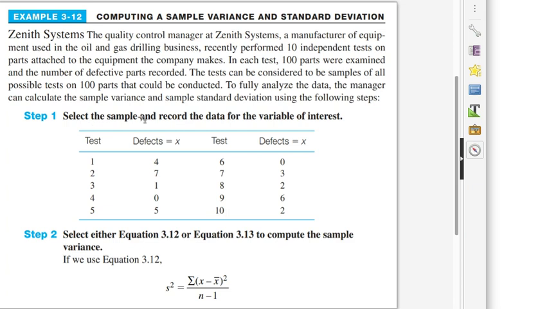Step 1. Select the sample and record the data for the variable of interest. Here is the sample. Step 2. Select either equation 3.12 or equation 3.13 to compute the sample variance. If we use equation 3.12 here, this will be the equation.